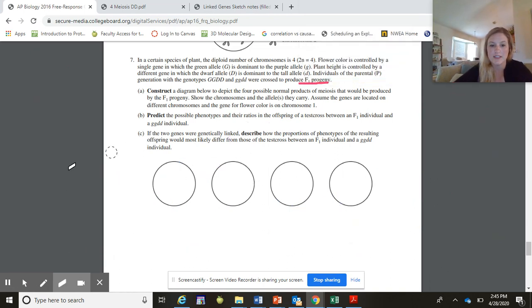Okay, so it says if the two genes were genetically linked, describe how the proportions of phenotypes of the resulting offspring would most likely differ from those of the test cross between an F1 individual and the homozygous recessive. So basically they're saying this was your ratio that you got. How, if these genes were linked and they were not independently assorting, how would the proportions of the phenotypes of the resulting offspring be different? So how would your ratio be different if these genes were linked?